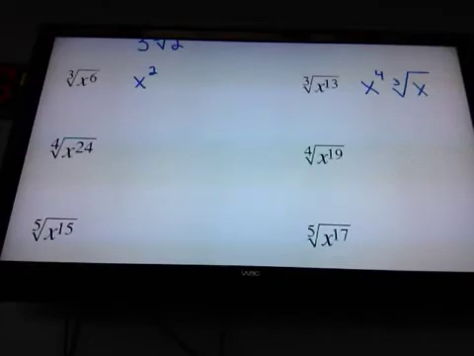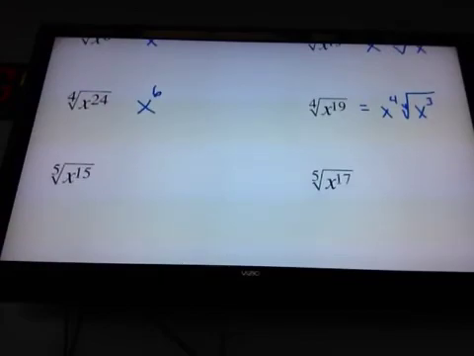Fourth root of x to the 24th. 4 goes into 24 evenly 6 times, none left over. Fourth root of x to the 19th. 4 goes into 19 evenly 4 times with 3 left over. Don't forget your little fourth root.